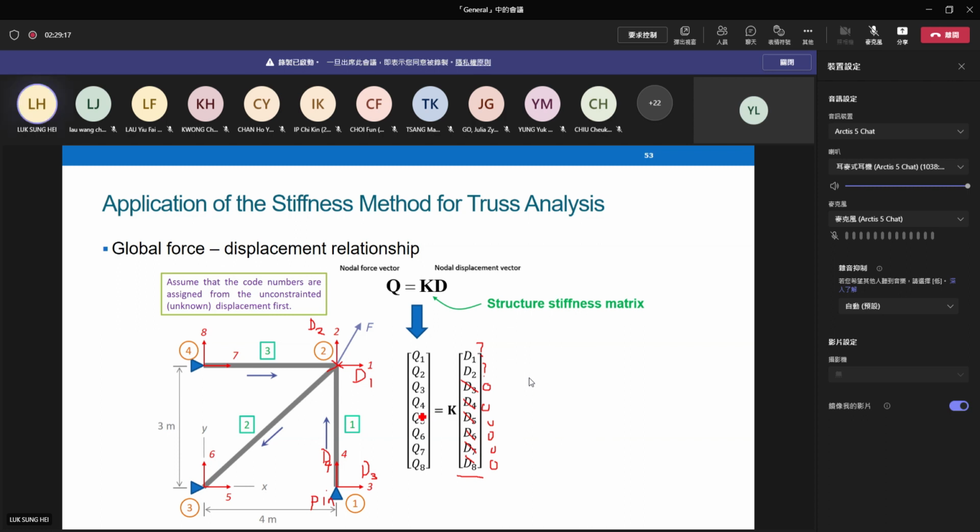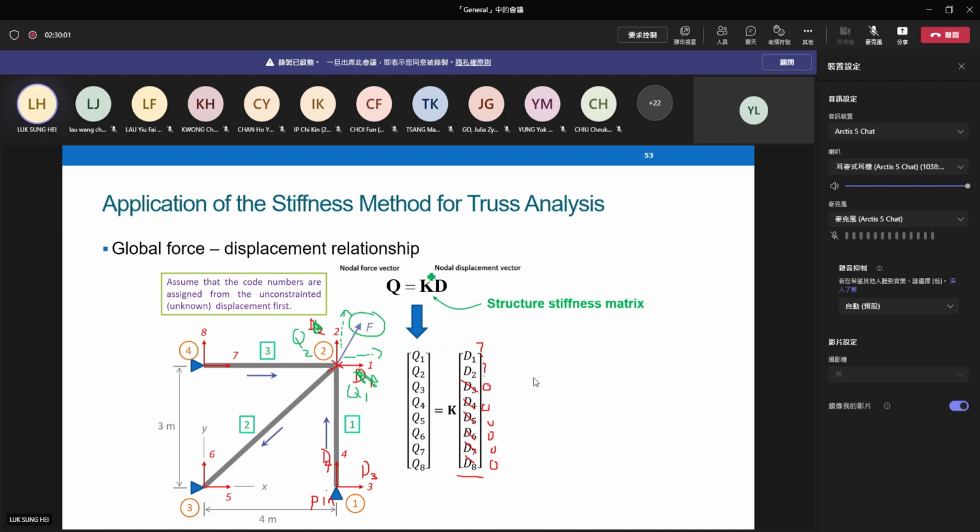Then what about force? For force, you can do similar things. For force, we change the symbol to Q1, Q2. Q1 means the applied force along direction 1. Q2 is the force along direction 2. What is Q1? What is Q2? In this question, I cannot tell you exactly, but you can see that we have one inclined force. You can resolve this inclined force into horizontal and vertical components.